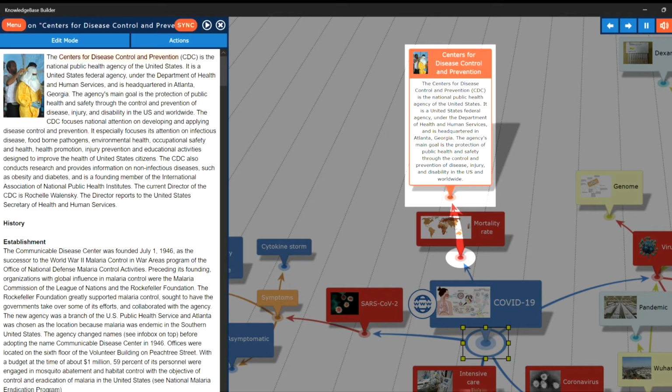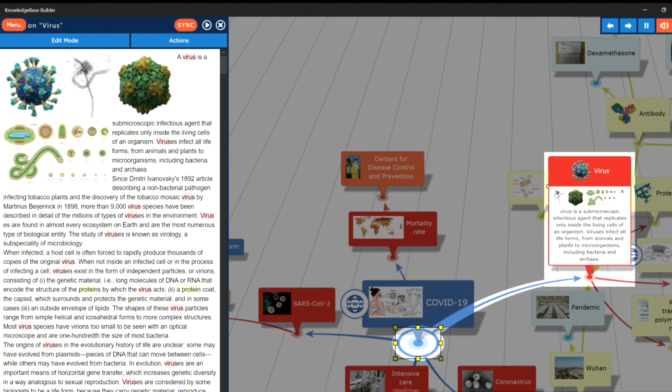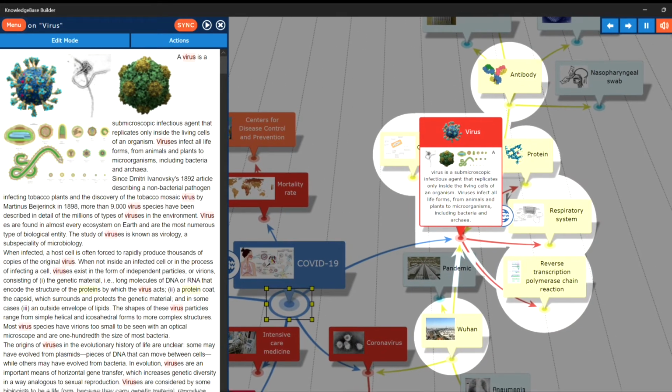Virus. A virus is a submicroscopic infectious agent that replicates only inside the living cells of an organism. Viruses infect all life forms, from animals and plants to microorganisms, including bacteria and archaea. The topic virus in overview.